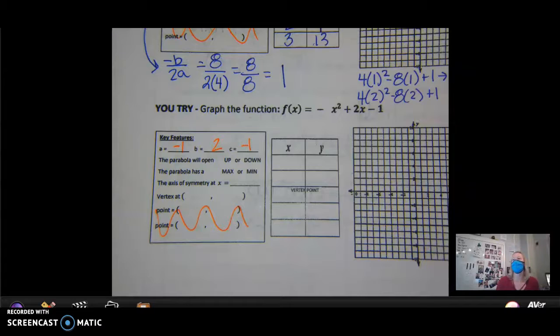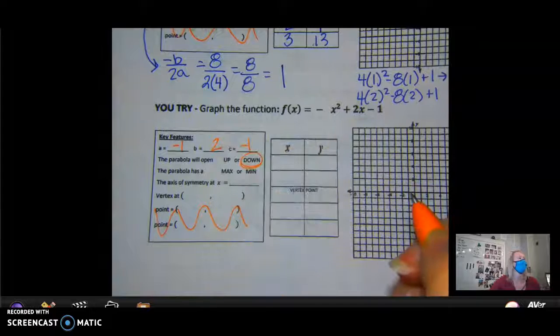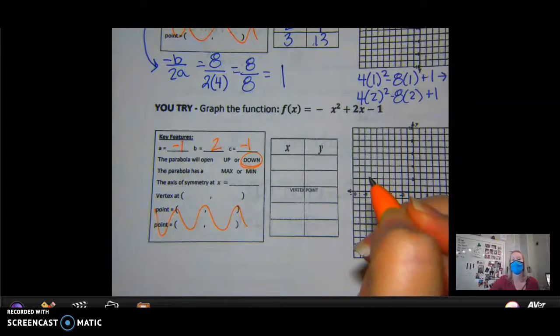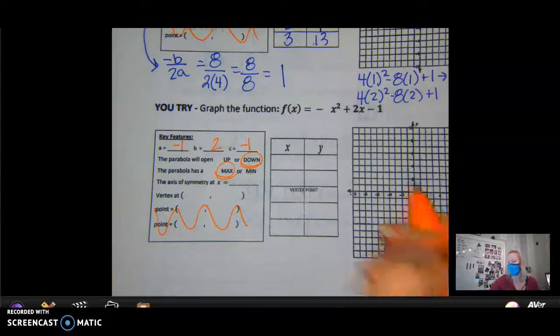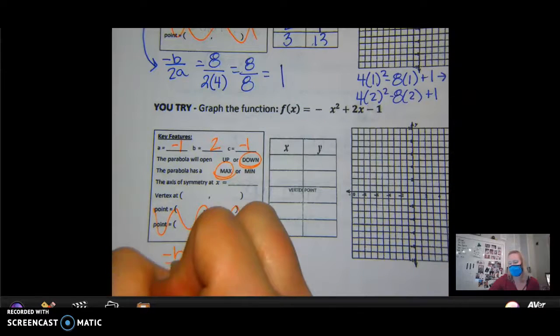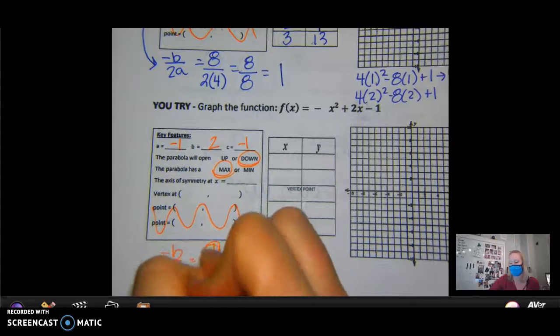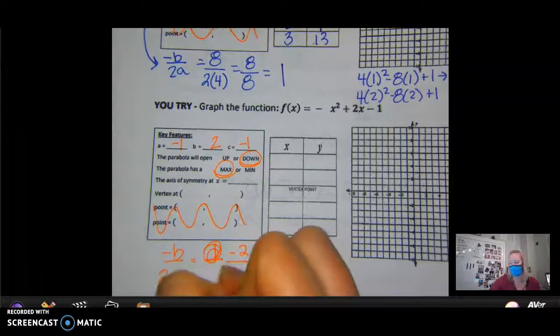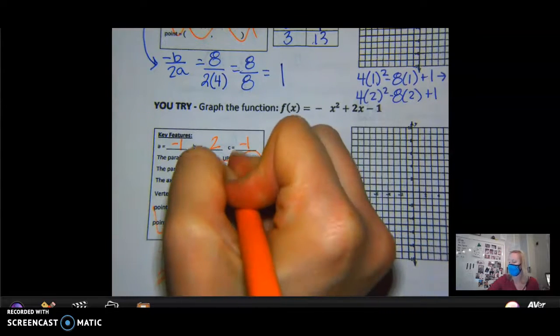Okay, will this parabola open up or will it open down? Down. Why down? Yep, because my A value is negative. So does that mean it has a max or a min? Max. If I do -b over 2a, that means I'm doing -1, which is a 1. Oh, sorry. No. You're doing -2 over 2 times -1, which is how much? -2 divided by -2 is how much? 1. So x equals 1.